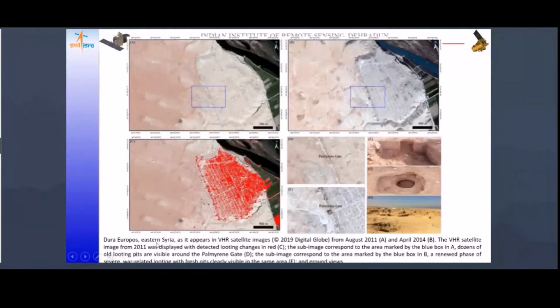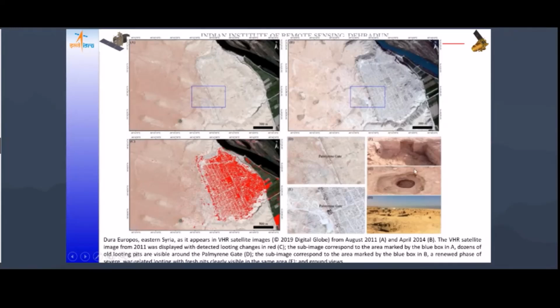Now this is an image from Syria, and here vandalism has been studied. They have tried to display and detect changes due to looting here. So if you see, this is very high resolution satellite data, and the mapping has been done of areas that have been visibly changed through the time period.